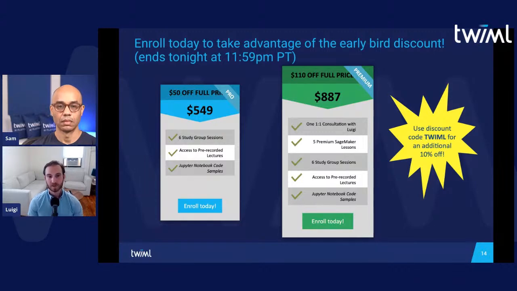That's the pro option. The premium option includes all of those things, but it also includes 5 additional lectures that I recorded, which really contain advanced material, things like automation on how to use SageMaker, things like A/B testing different models that you deploy to production.